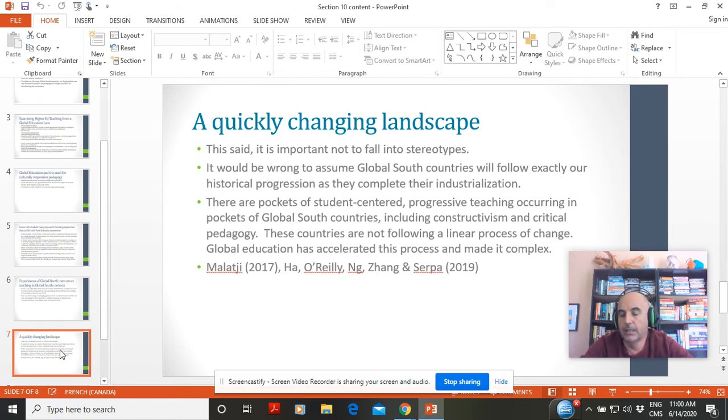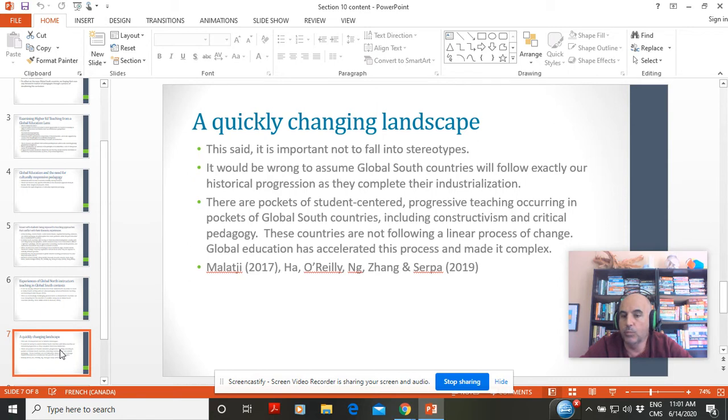So this said, it's a quickly changing landscape. It would be wrong to fall into stereotypes and to think that because, for example, India is now fully into industrial development, it will just follow the pattern that, for example, England has followed, and that it will have the same successes and failures in the same linear way just because a colonial power did so a couple of 150 years ago.